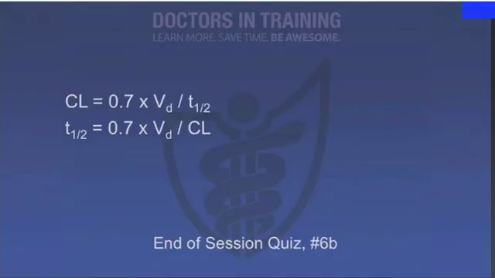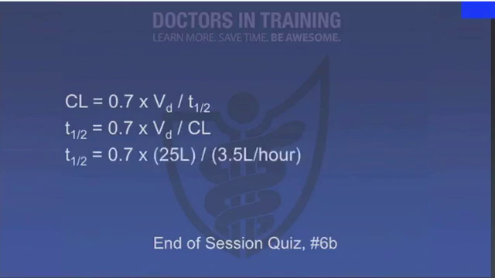Next, if the clearance of drug X is 3.5 liters per hour, what is the half-life of drug X? Well, we're going to have to do a clearance. So the clearance equals 0.7 times volume of distribution divided by the half-life. So by doing a little bit of algebra there, you end up with the half-life equaling 0.7 times 25 liters divided by 3.5 liters per hour. So the half-life is going to be 5 hours.